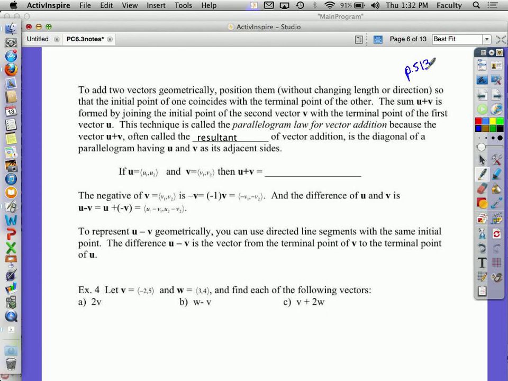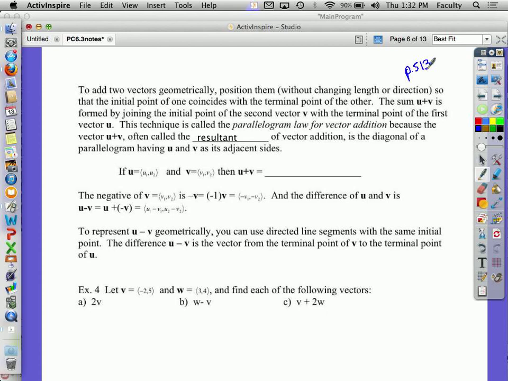It says to add 2 vectors geometrically, you position them without changing length or direction so that the initial point of one coincides with the terminal point of the other. So I want you to look on page 513 in the middle. Do you see on the left there's a vector u and a vector v? On the right side, here's what you do.